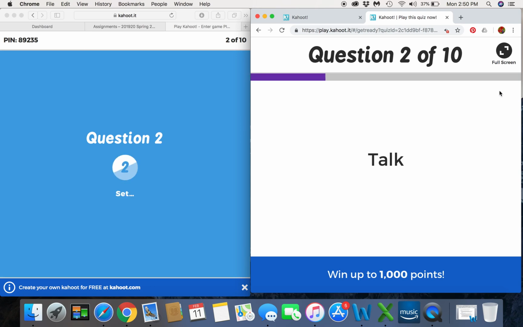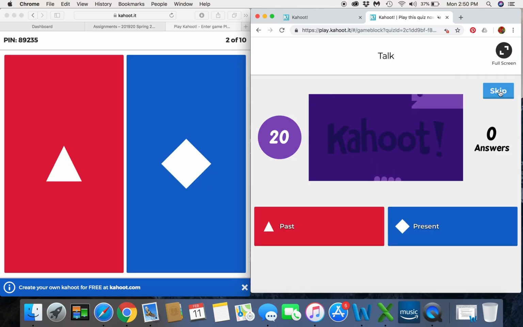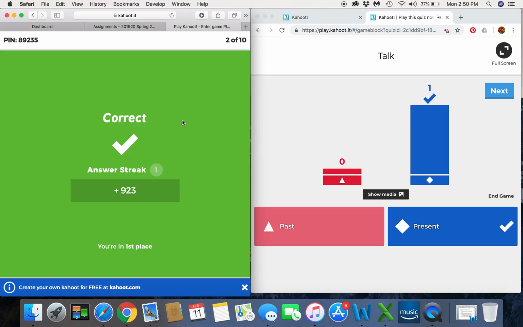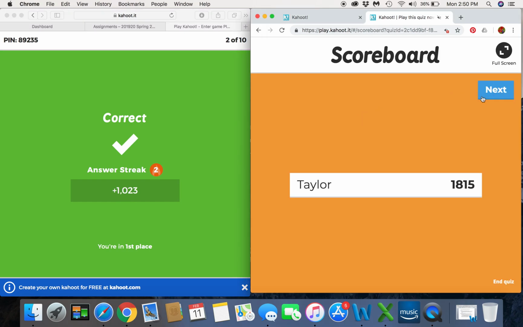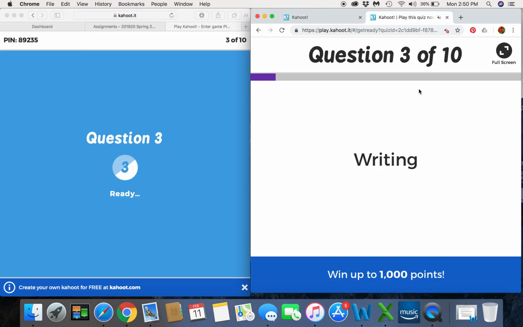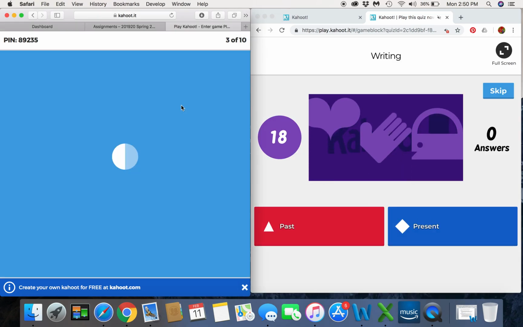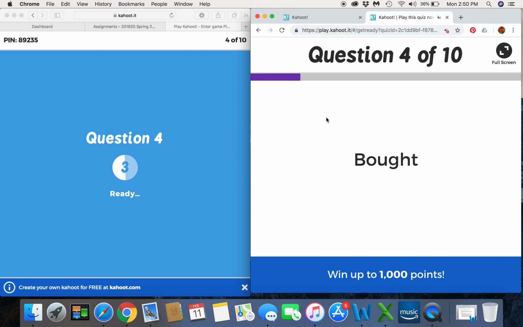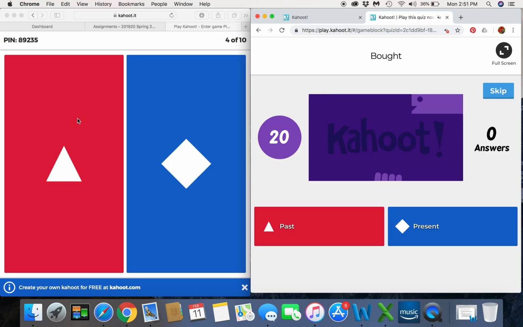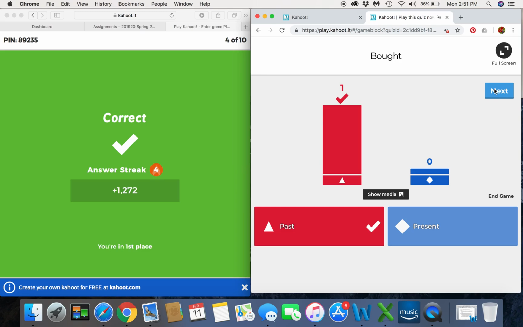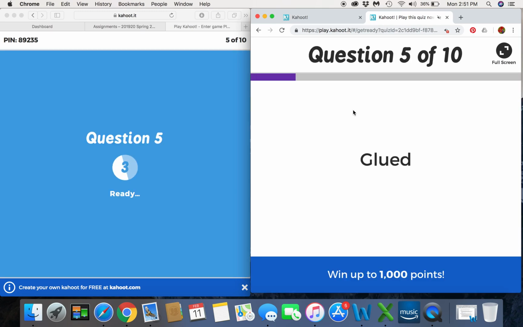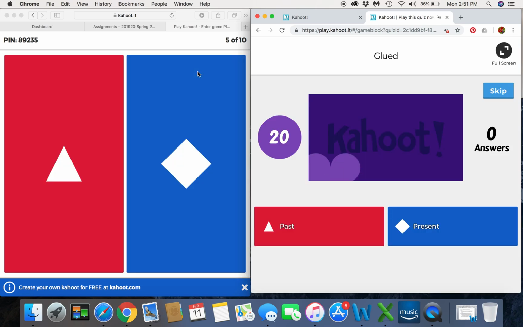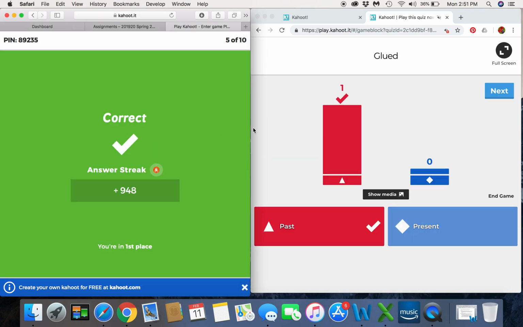Okay, so the next word that the students have is talk, and again this will be displayed for the whole class, and then they get to pick past or present. Okay, and the next word for the class is writing. Again, past or present. And then bought. Next word is glued. Good job, Taylor.